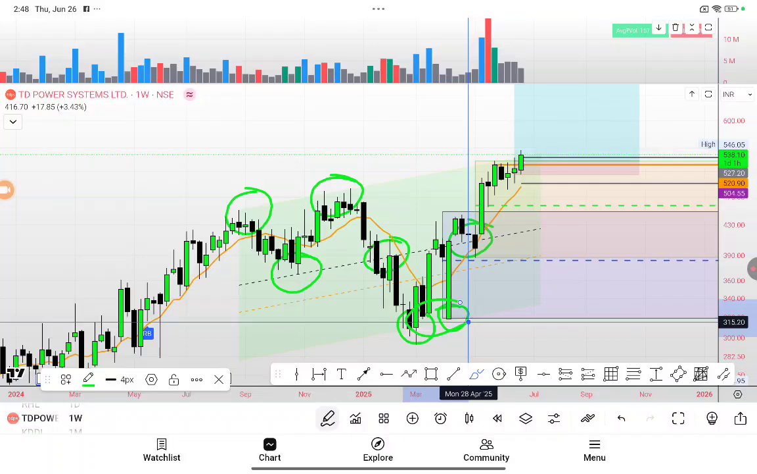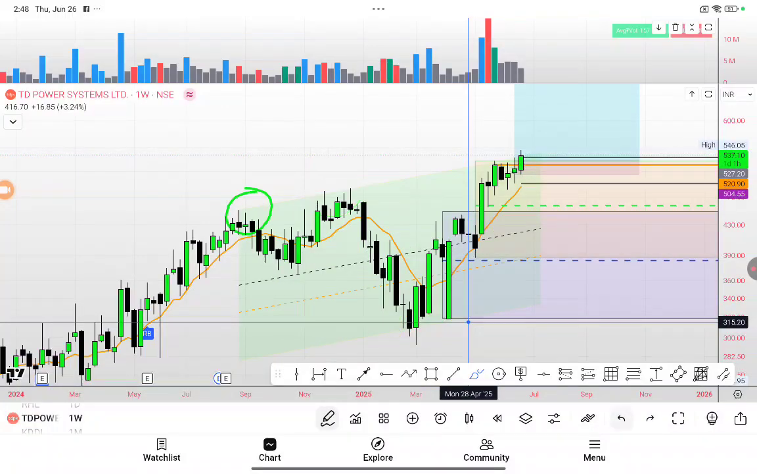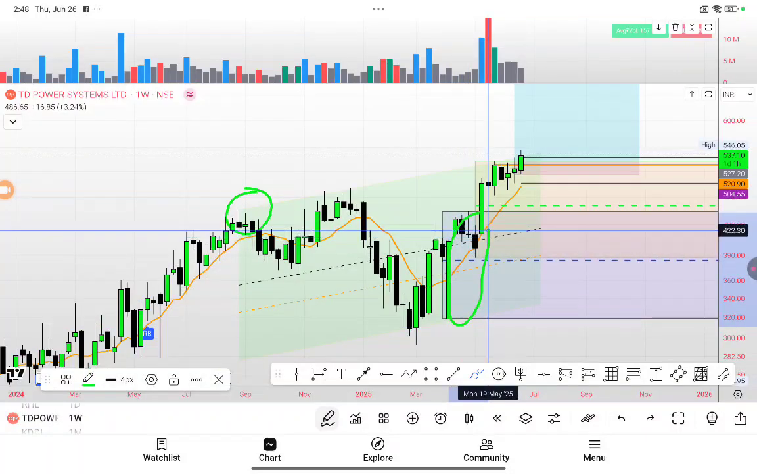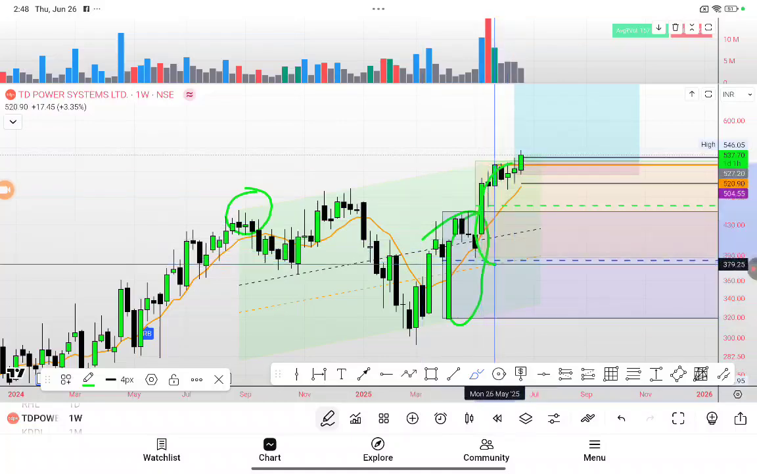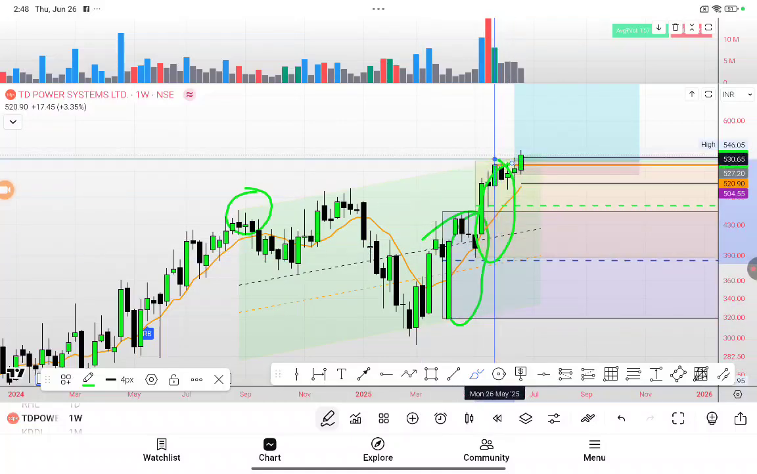If you see this blue box, let me first remove these drawings again so that things are very clear to you. So if you see this blue box over here, this blue box represents the last to last month. That is, we are sitting in June right now, so it represents the April month. The yellow box represents the last month, that is the May month, the completed month, and the current month is already going. So what do these two boxes signify?